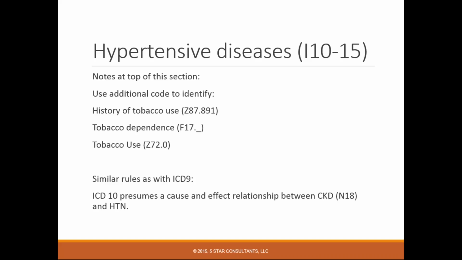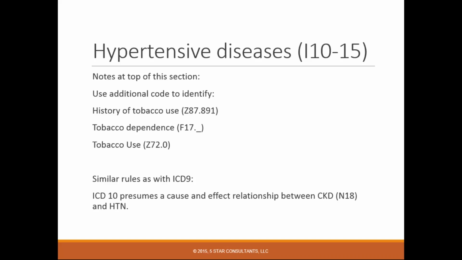The notes at the top of this whole section are to use an additional code to identify history of tobacco use, Z87.891, or tobacco dependence, F17, or tobacco use, Z72.0. This is in your chapters both for circulatory and respiratory in the J chapter.